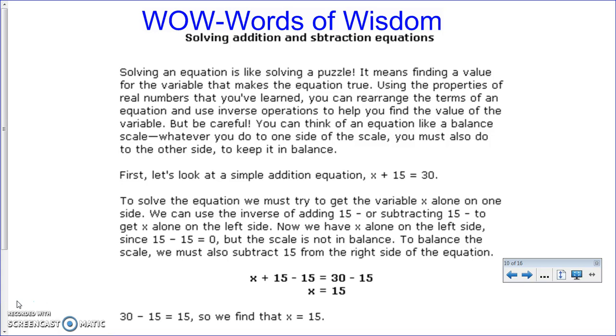We can use the inverse of adding 15, which is subtracting 15, to get x alone on the left side. Now we have x alone on the left side since 15 minus 15 is 0, but the scale is not in balance. To balance the scale, we must subtract 15 from the right side of the equation. So x + 15 - 15 gets us just x, and then 30 - 15 gets us 15. So we find x = 15.